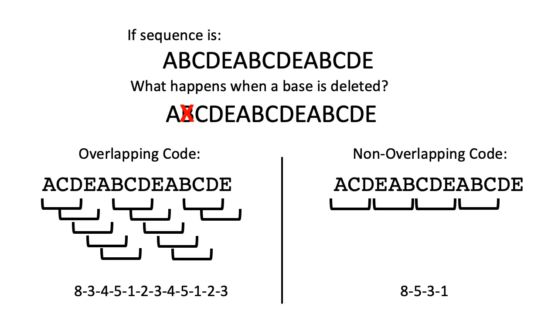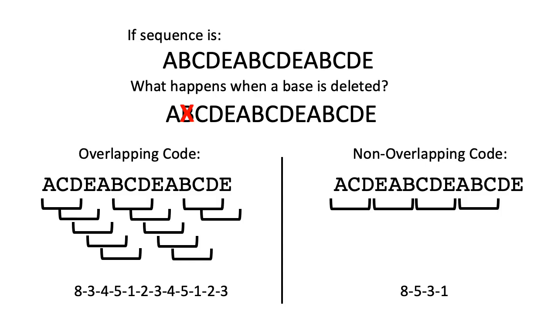If you look at the non-overlapping code, if you delete a base early on, every amino acid following it gets changed. If you delete a base late, like if we deleted the last B instead of the first B, then really only the last couple of amino acids in this would get changed.